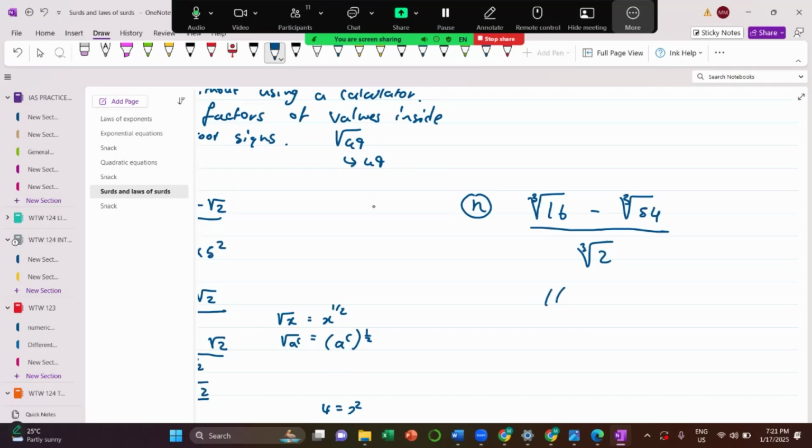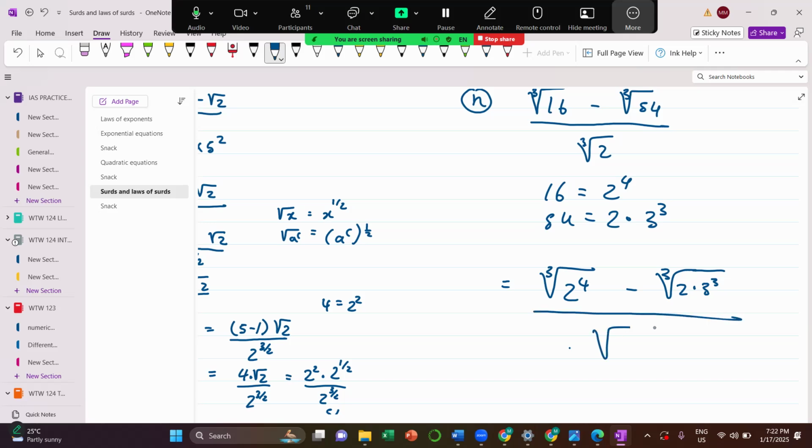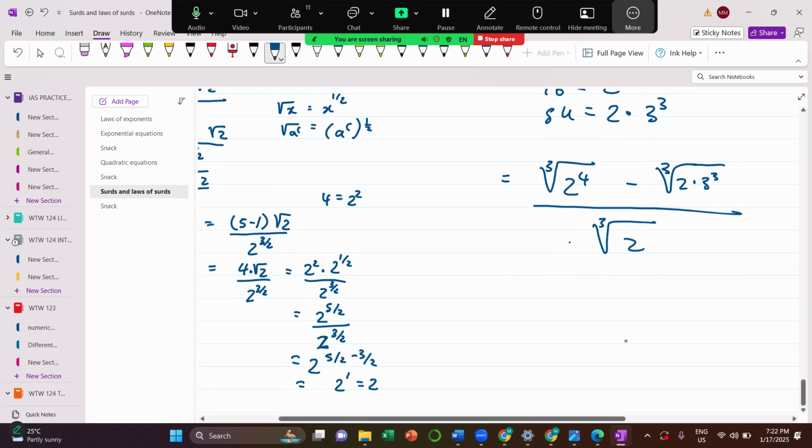So let's find the factors of 16. I'm going to type 16, equals sign, shift fact. It's 2 to the exponent of 4, right? And then 54 is equal to 2 multiplied by 3 cubed. So now this means that this problem can just be equal to the cube root of 2 to the exponent of 4 minus the cube root of 2 times 3 cubed, all over the cube root of 2.